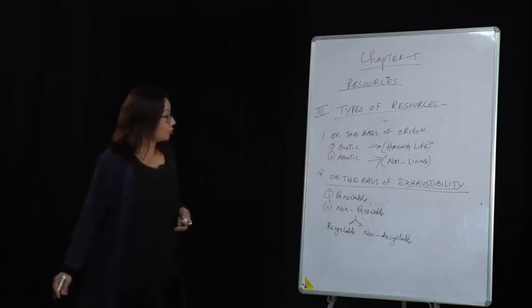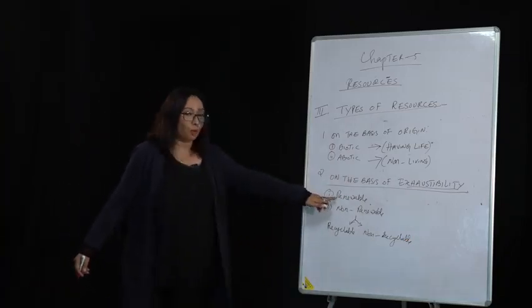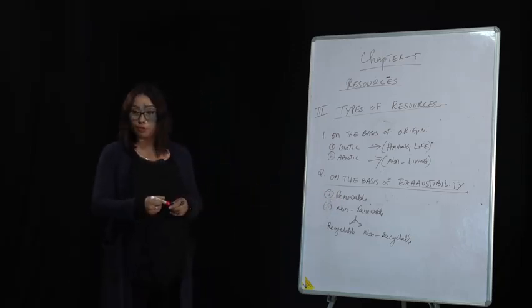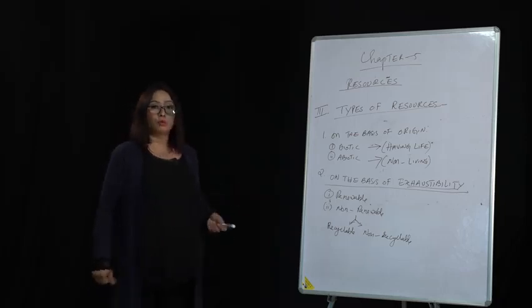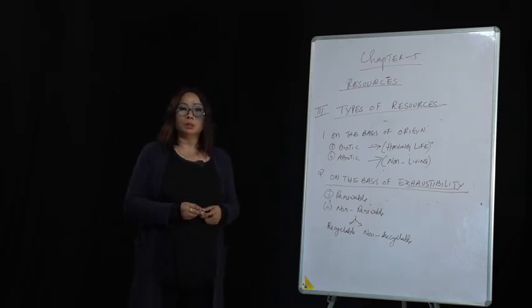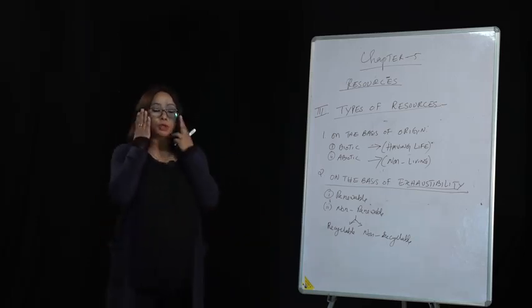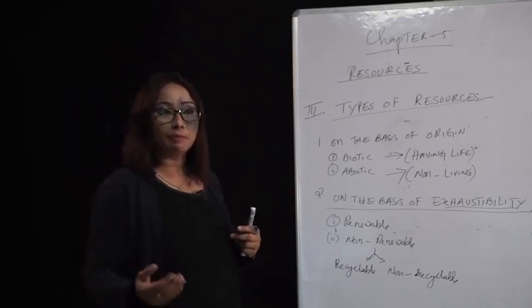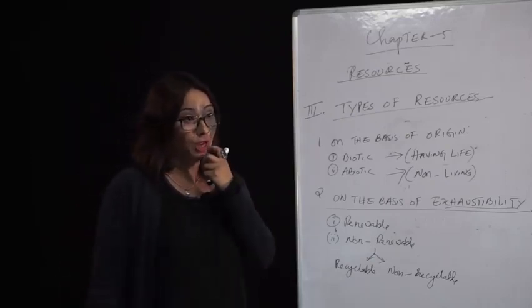So on the basis of exhaustibility, we classify resources as renewable resources. Renewable resources are those resources that can be reproduced or renewed over a short period of time. Forests, for example: trees have been cut down, but we can renew it. It may take time, but we can renew it over a period of time.